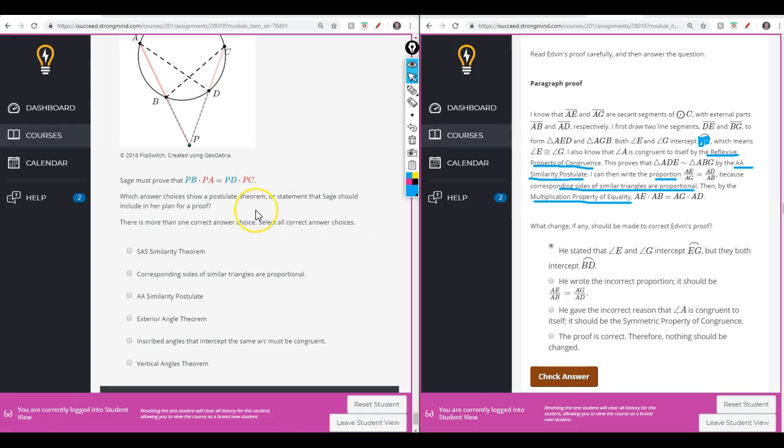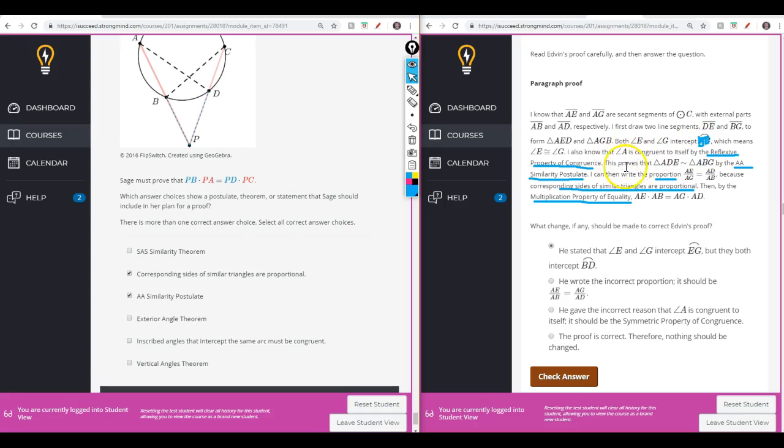Then I'm going to jump over here and look at the options that are given. Again, we did see the angle-angle similarity postulate. We did see the corresponding sides of a similar triangle are proportional. And I'm curious about this inscribed angles that intercept the same arc must be congruent, because it did say that it intercepted the incorrect arc.